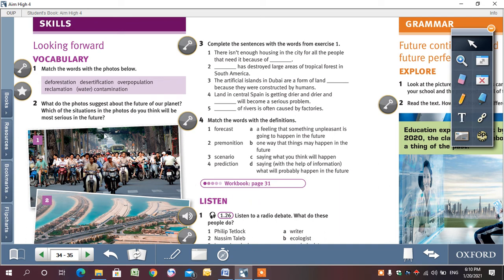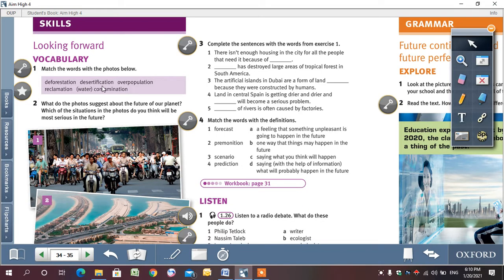Hello everyone, today we're going to take Skills, Unit 4, page 34. Looking forward, vocabulary. Exercise 1, match the words with the photos below. Let's read the words in the box first.